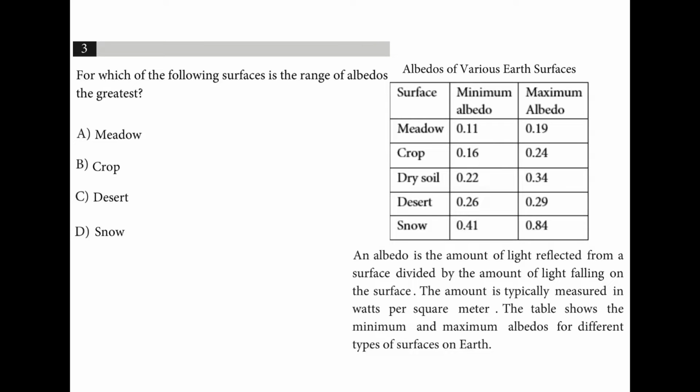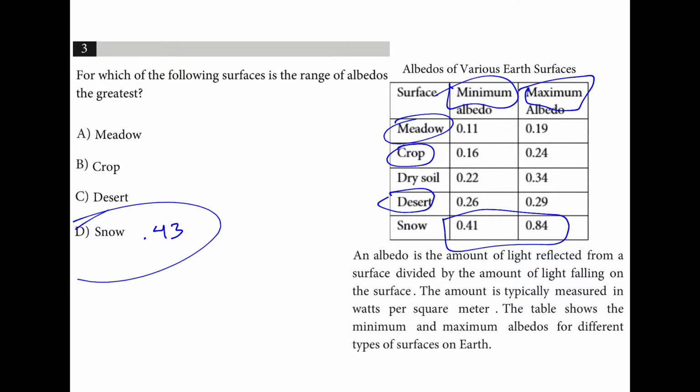For which of the following surfaces is the range of albedos the greatest? So we take the maximum and we subtract the minimum. So we're looking for the greatest difference between the two. If you look at snow, that's a 0.43 difference. And you compare that to the desert, the crop, and the meadows, the difference between those is much smaller for all of them. So D is the right answer.